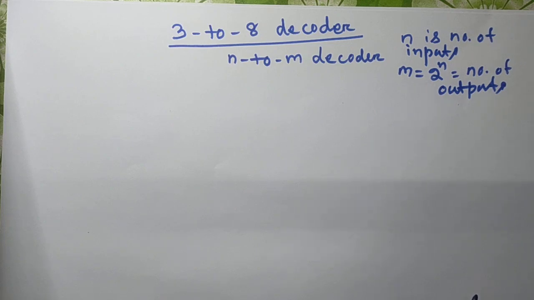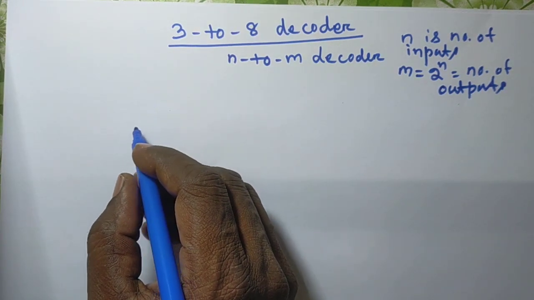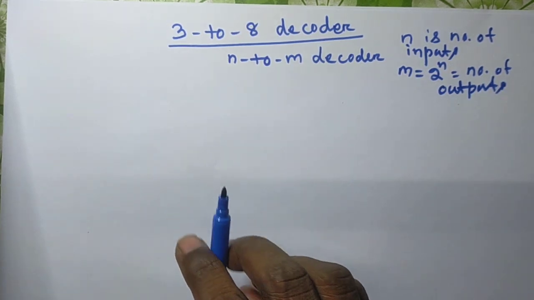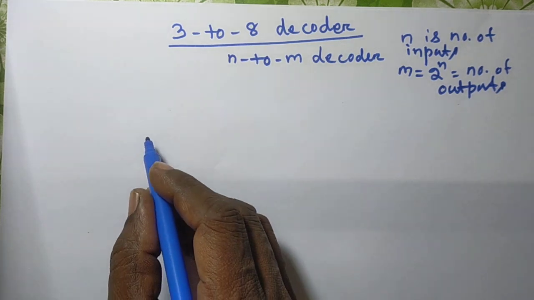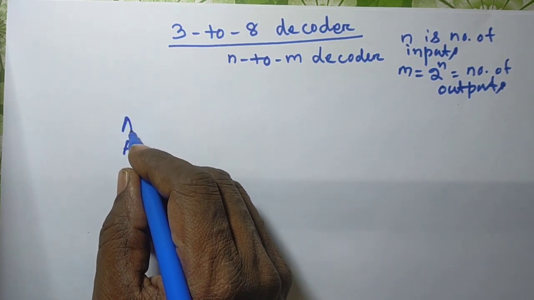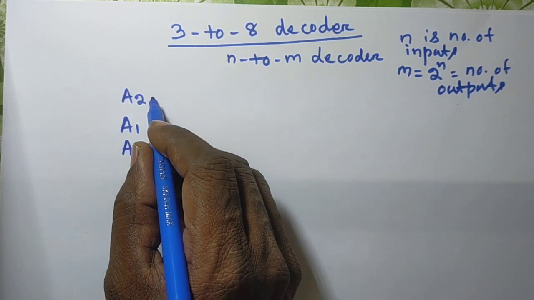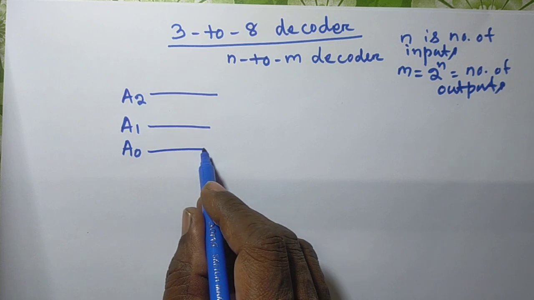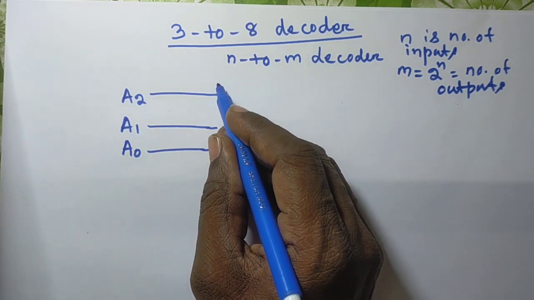Now I will design it in a very simple way. All of you also see how a 3 to 8 decoder needs to be designed. Let us consider 3 inputs, starting from A0, next A1, next A2. Each input has an inverter, so we will create one inverter like this for each.